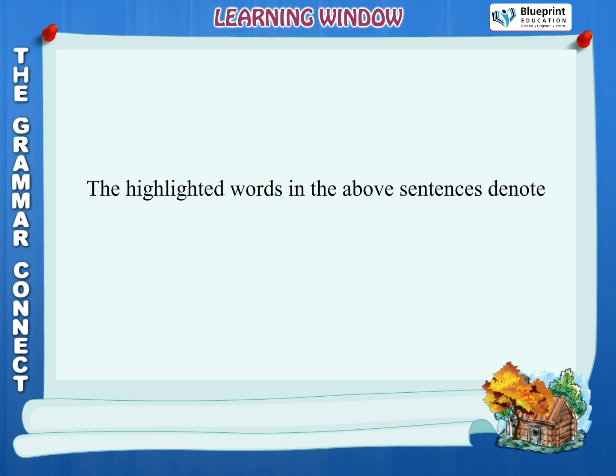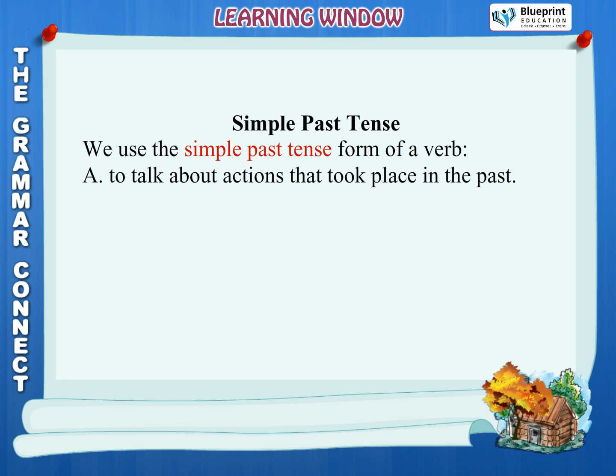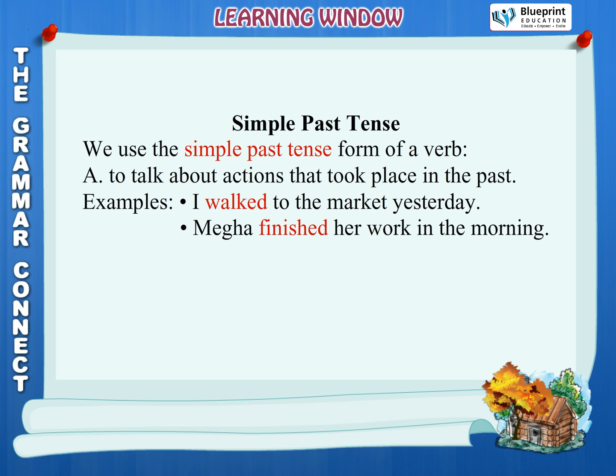Learning window. The highlighted words in the above sentences denote actions that took place in the past. Simple past tense. We use the simple past tense form of a verb, A, to talk about actions that took place in the past. Examples: I walked to the market yesterday. Megha finished her work in the morning.